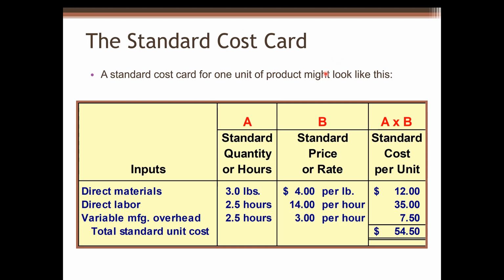This is the standard cost card for one unit of a product. The standard cost card is a detailed listing of the standard amounts of direct materials, direct labor, and variable MO inputs, which should go into a unit of product, multiplied by the standard price or rate, which has been set for each unit. And then we can get the standard cost per unit for direct materials, direct labor, and variable MO. Add up together, we can get the total standard unit cost.